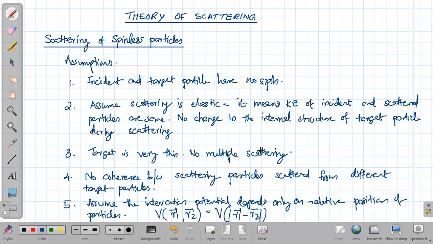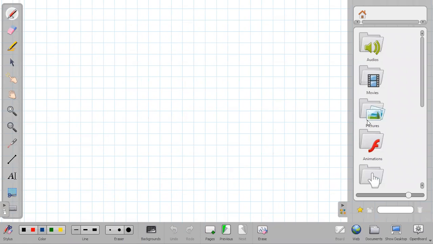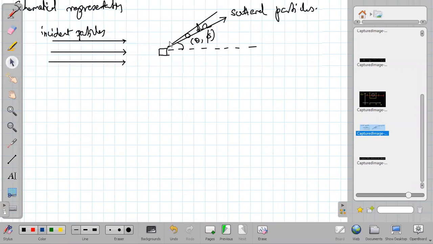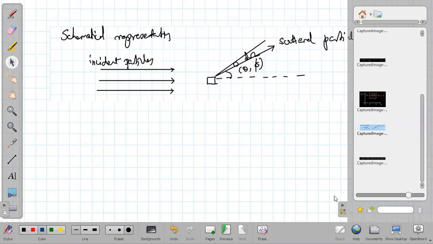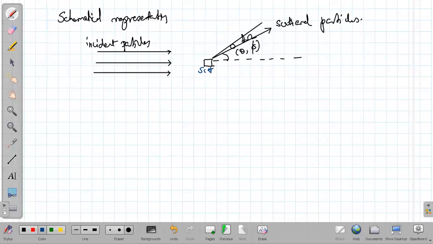With these assumptions, we can directly start our problem of the scattering of spinless particles. Before beginning, we can have a schematic diagram of our scattering. This is our schematic diagram. We have an incident particle, the scattering center, and the scattered particles. Now in quantum mechanics, the state of the system is characterized by a wave function.